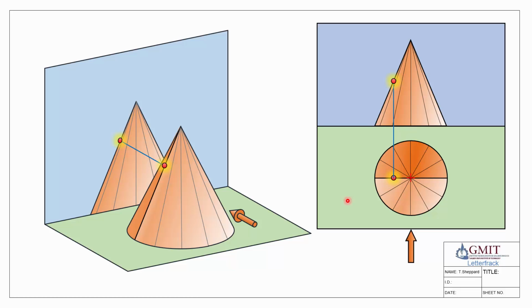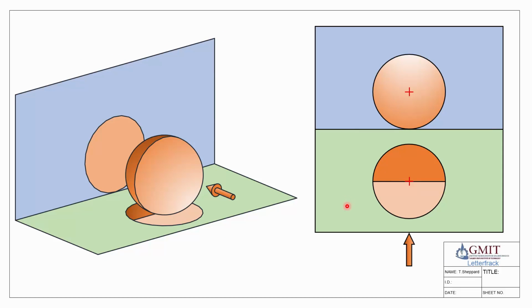Unfortunately, that isn't always the case. And sometimes we'll get a situation where we have the point located not on our extreme generator nor on the edge, so somewhere in between. So it's on the surface of the object, but it's not on the extreme generator or on the edge. So how do we go about finding it?